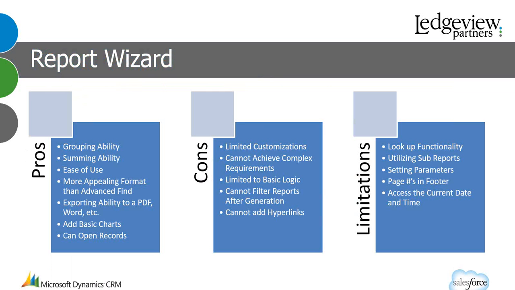And if you want to add in a hyperlink to, let's say, your website or supplier's website, you cannot do that from the report, but a custom report could. Lookup functionality, if you want to add a contact lookup field to a report, that's not a capability, that's a limitation. Utilizing sub-reports, that can be done with customization, but not in the report wizard. Parameters are strictly a custom report piece, and if you want to add page numbers and the current date and time to the footer section, that's not available in the report wizard as of today.